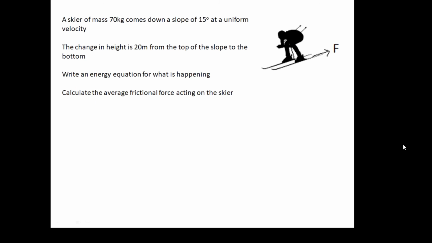Here's another one. A skier of mass 70 kilograms comes down a slope of 15 degrees at a uniform velocity. We're told the change in height. Write an energy equation, calculate the average frictional force acting on the skier.